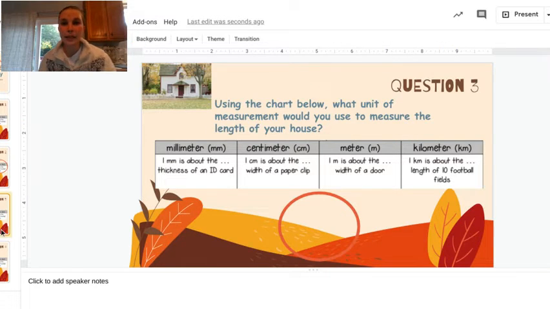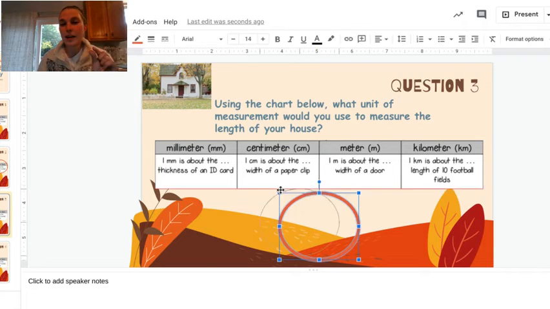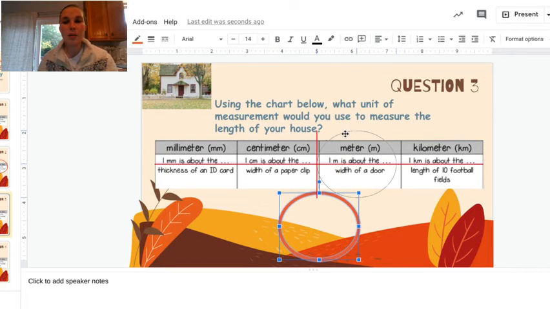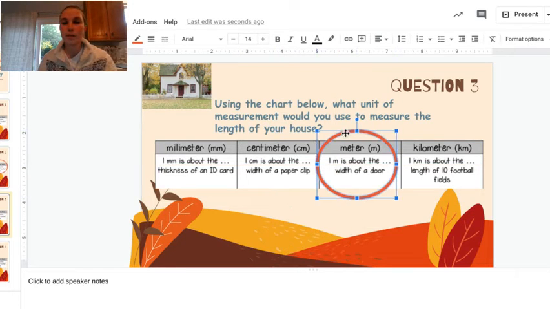Question number 3. Again, using this chart, what unit of measurement would I use to measure the length of my house? All right, so I know that a kilometer, about the length of 10 football fields, that's going to be way longer than the length of my house. So that unit doesn't make sense. An ID card, the thickness of that, and the width of paper clips, those would take too many. So I'm going to use the width of the door.